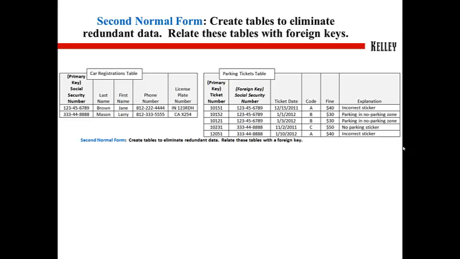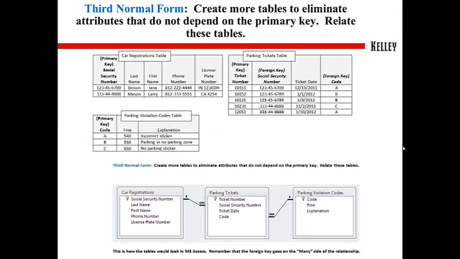So to correct this problem, we're going to create a third table. And we will put all of our violation codes in that third table, and we'll call it the parking violation codes table, and it'll have a primary key of the parking code. And again, I'm going to add a foreign key to the parking tickets table to allow us to relate all three of our tables now.